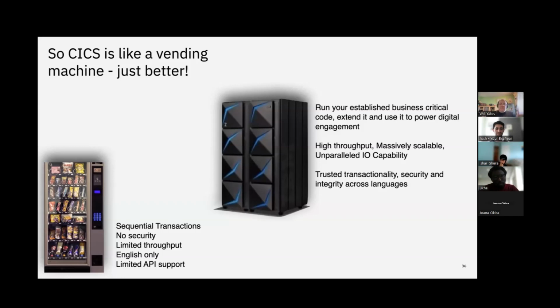Whereas the IBM z/OS mainframe and CICS allows you to run your established business logic that you bet your business on, extend it in the language of your choice, and manage it as a single unit of work. High throughput and massive, unparalleled I/O capabilities, allowing you to run your trusted transactions securely across many different languages, across many different platforms. That is CICS, and hopefully you understand that's why you should care about it. Thank you very much.